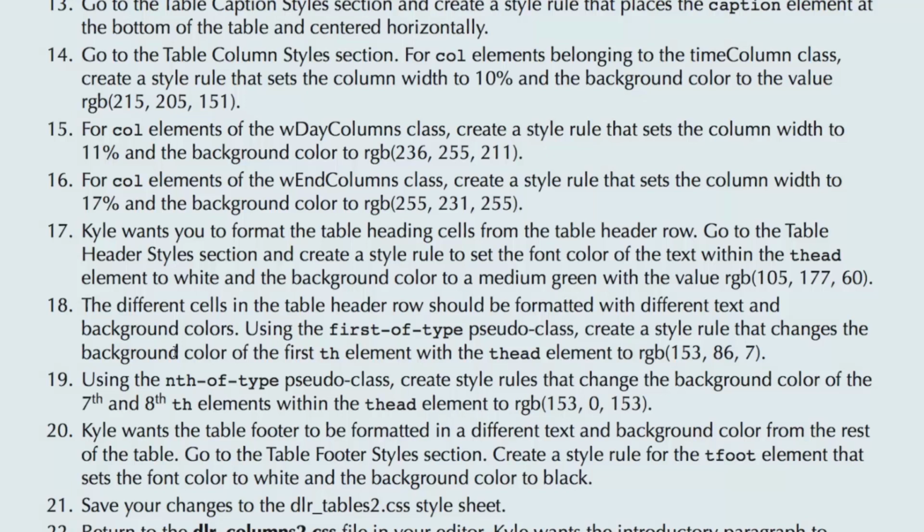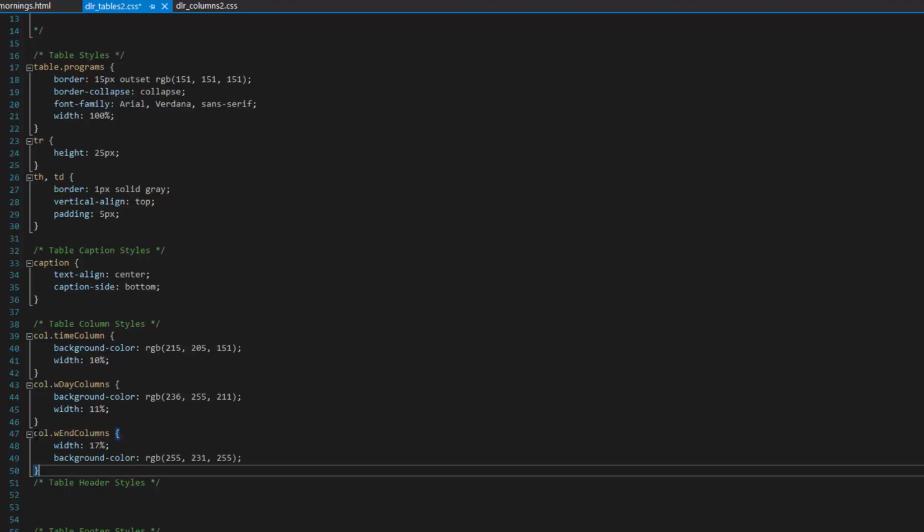In step 16 now, for the col elements where the class is WEnd columns, we'll create a style rule that sets the column width to 17% and the background color to RGB 255, 231, 255. Again, we're using the col element followed by the class name. This class name is WEnd columns. Width is set to 17% in this one, and then the background color RGB 255, 231, 255.